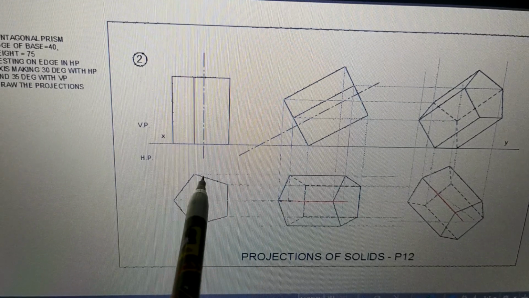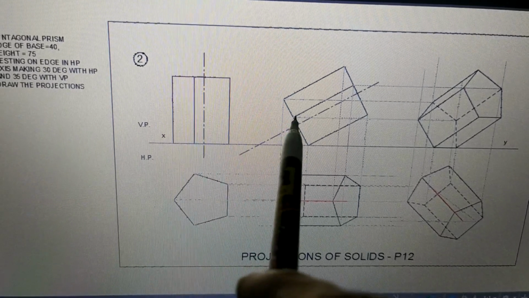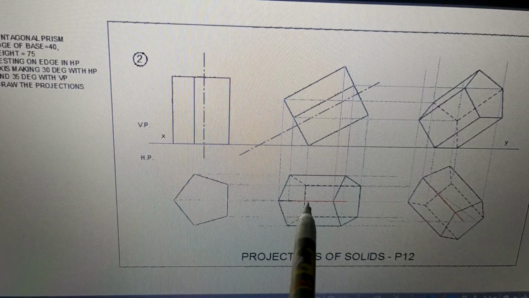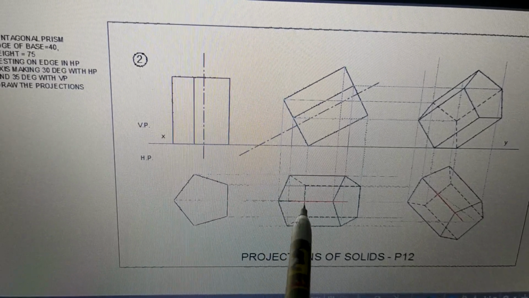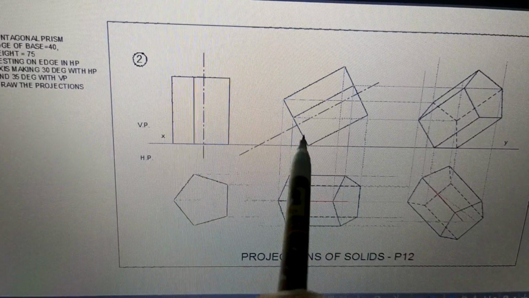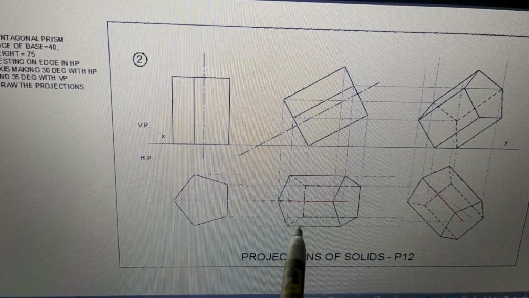Similarly, E is here. Project E, E is here. So you have got all the points A, B, C, D, E, so that you can draw this pentagon, which is the base. This is the base pentagon.